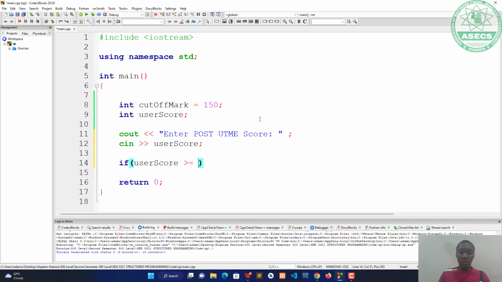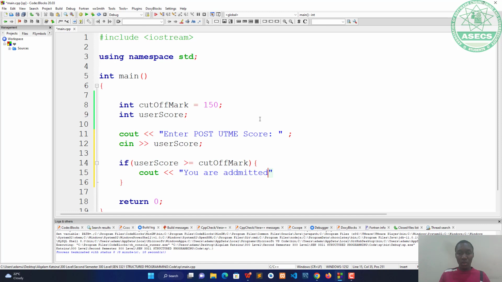So I'll just add the cutoff mark. If it is up to or above 150, we should just say cout you are admitted.